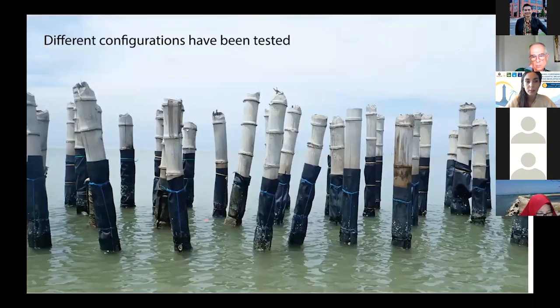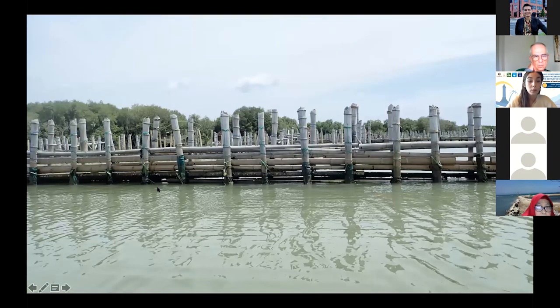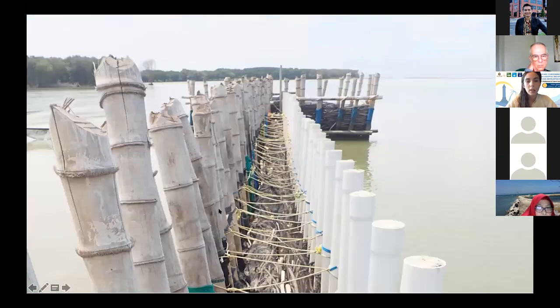As I said, different designs have been tried in the field, some of them consisting of vertical bamboo poles, like this. Others also have horizontal bamboo poles. And one of the most common designs, as you saw in a previous presentation, consists of bamboo poles with a bag containing branches. This is what we call brushwood and the brushwood structures.